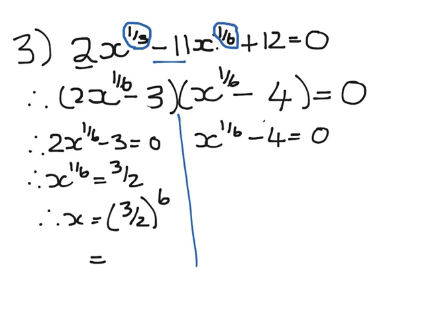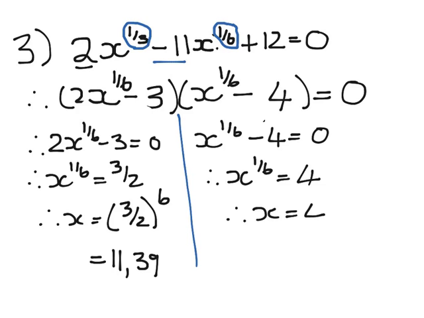We'll need some nimble calculator work, and that will give you an answer of about 11,39. On this side, we're going to have x to the 1 over 6 is equal to 4. Therefore, x is equal to 4 to the power of 6, which is equal to 4096.